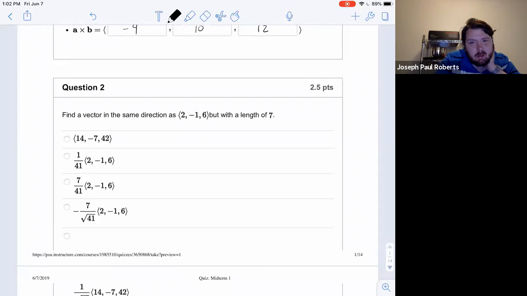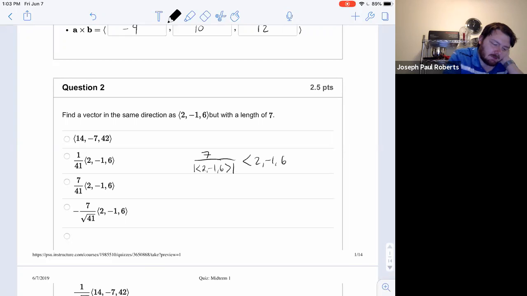Find a vector in the same direction as this given vector, but length 7. So we're going to need to stretch it by a factor of 7, but divide by its length. And then times 2, minus 1, 6. So multiplying by 7 is just going to stretch it by 7, not necessarily make it into length 7.